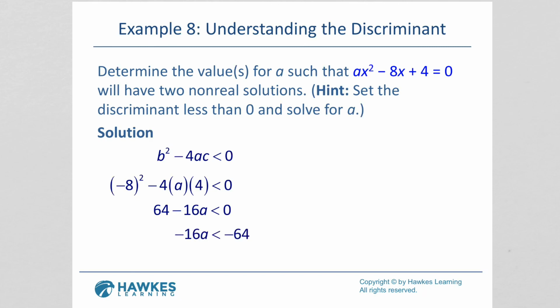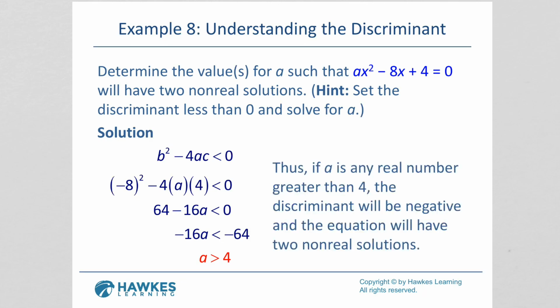Subtracting 64 from both sides, we have negative 16a is less than negative 64. We're going to divide both sides by negative 16, which means we're flipping the symbol around. So we end up with a is greater than 4. Thus, if a is any real number greater than 4, the discriminant will be negative and the equation will have two non-real solutions.